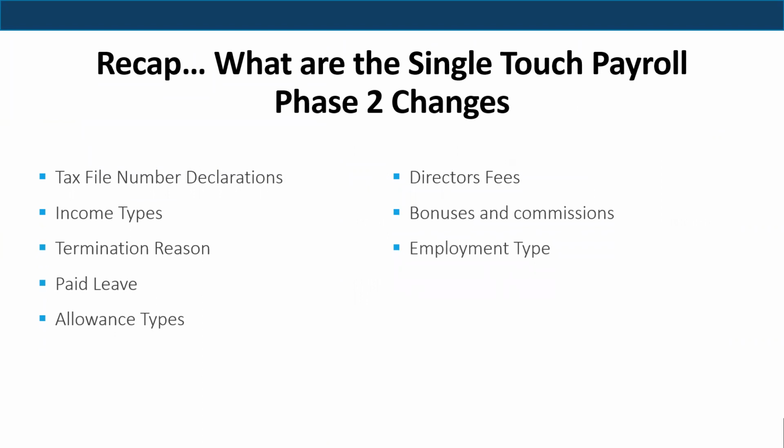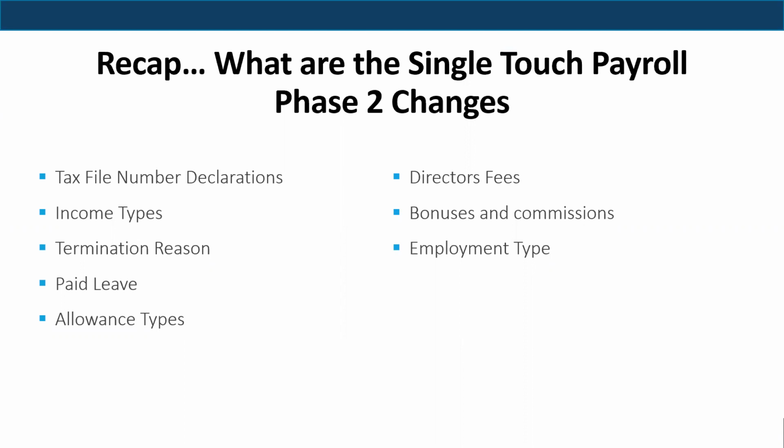Employers are currently required to submit a tax file number declaration to the ATO. Phase 2 will incorporate employee tax information via STP reporting, which eliminates the need to submit tax file number declarations to the ATO as a whole separate process. It is, however, important to remember that as an employer, you still do need to ensure an employee completes the form and you keep it on file.